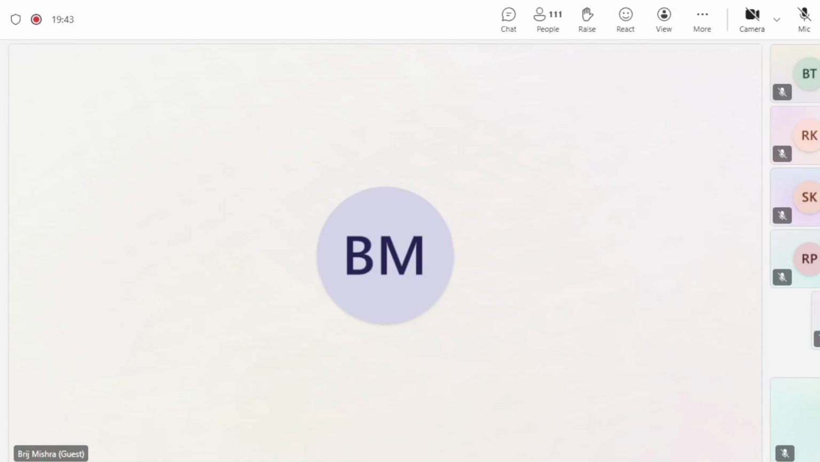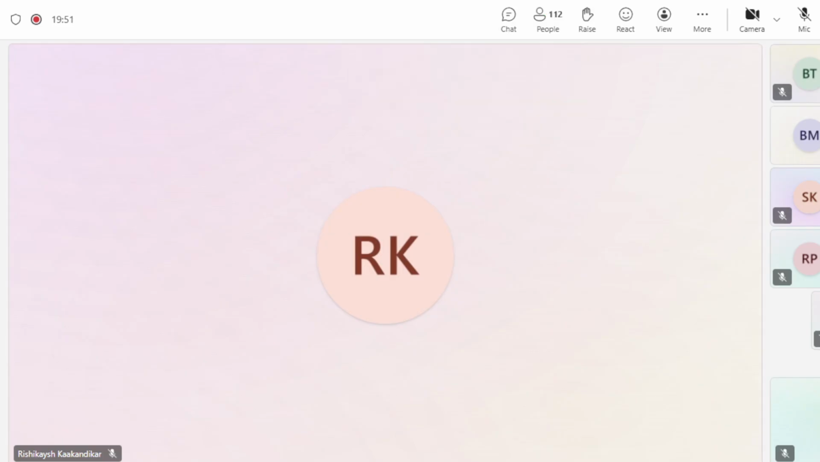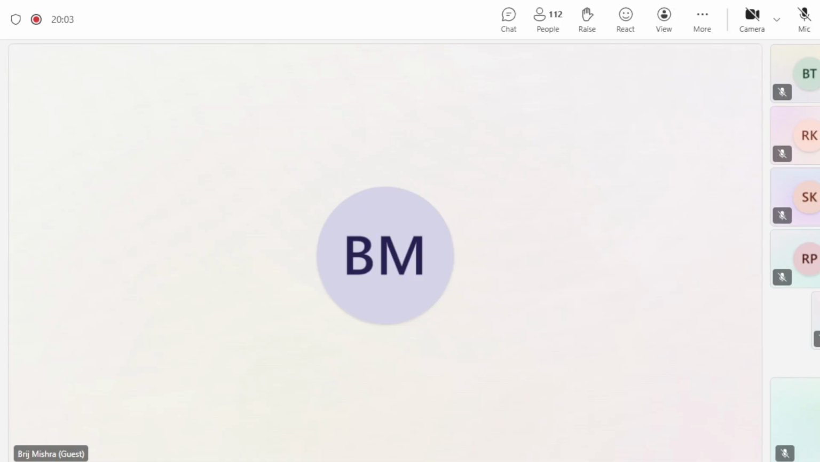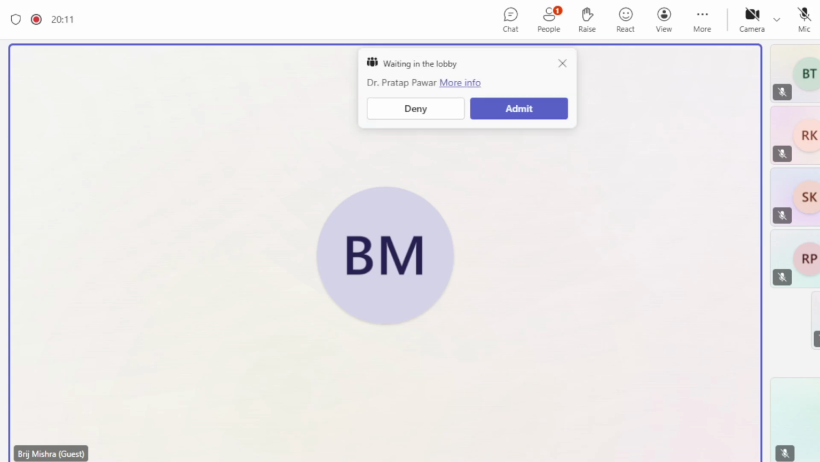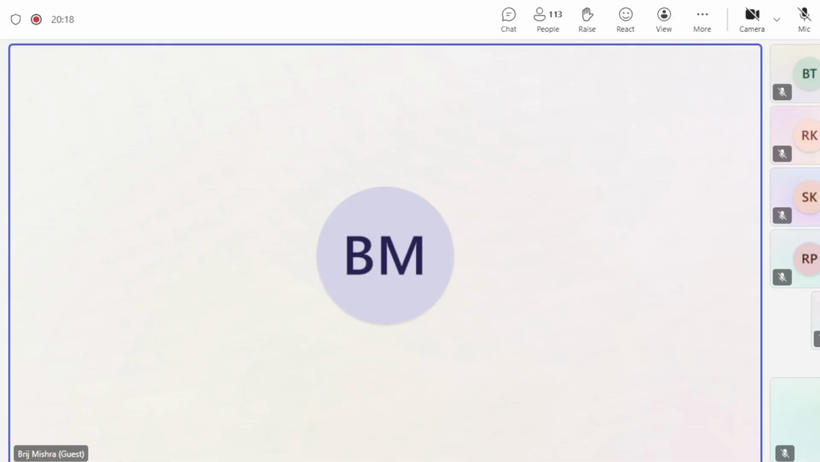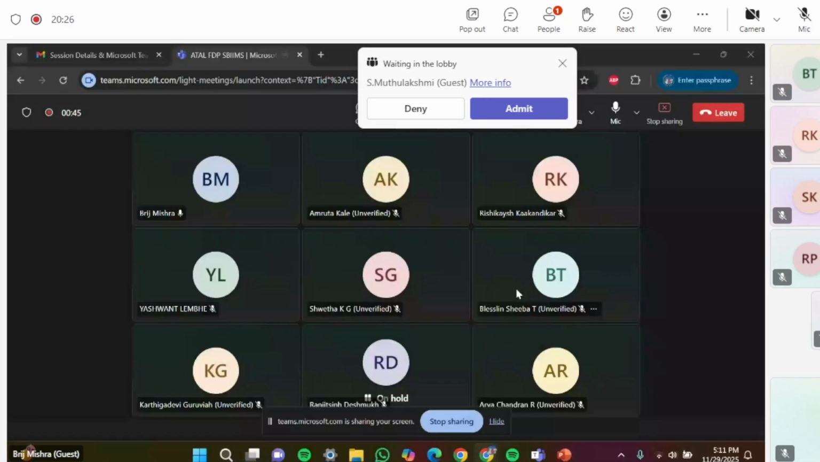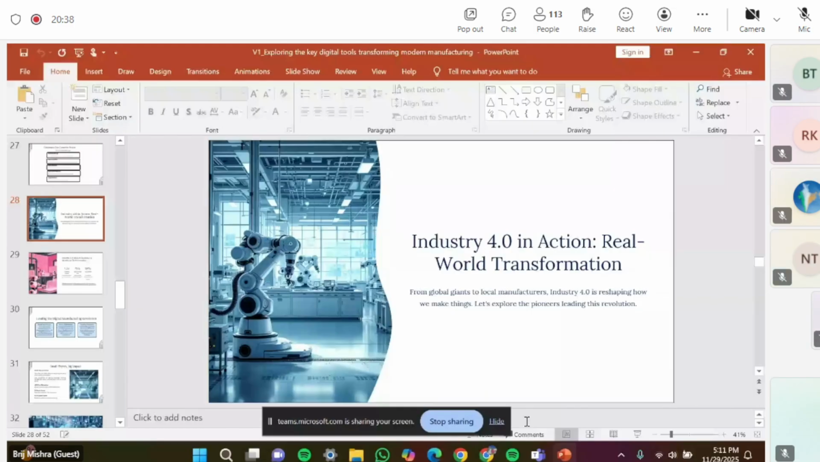Visible? Not now, sir. Okay, I am trying to keep my camera on with my mobile. Let me check. I'm not sure why it is behaving like this. Anyways, so let me share my presentation. Just a moment, just confirm if my presentation is visible. Is it visible, sir? Yes, it is visible. Great.